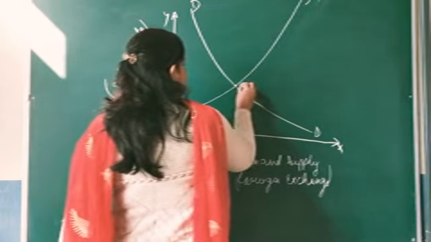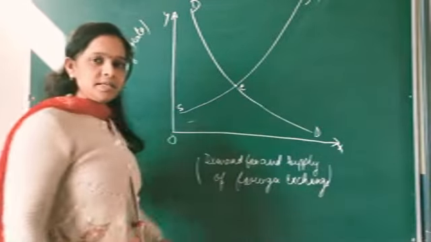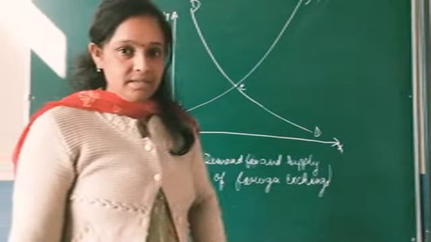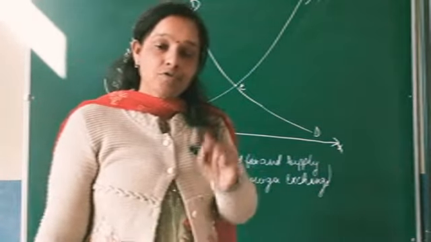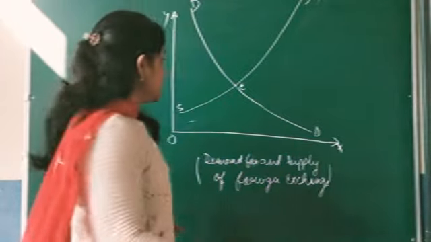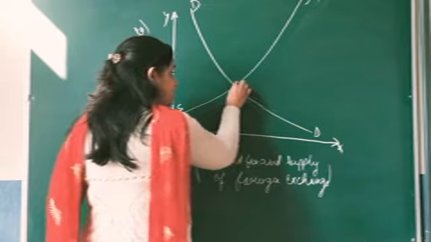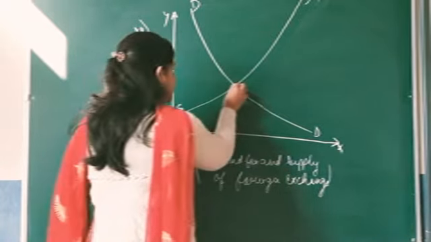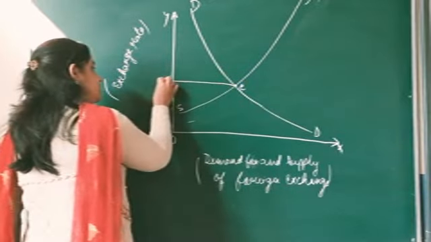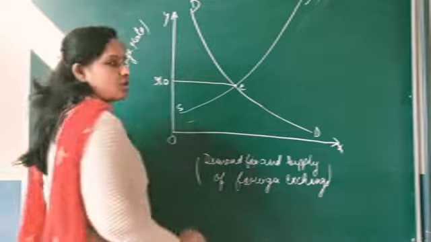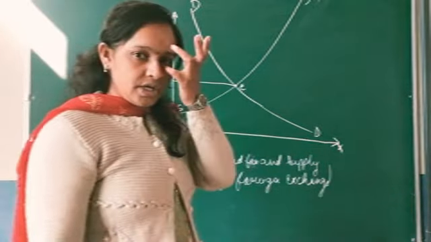This is E. Is it clear? And I told you that the foreign exchange rate is determined at a point where demand for and supply of foreign exchange are equal to each other. Since demand for and supply of foreign exchange intersect here at point E, we determine the equilibrium exchange rate R naught.